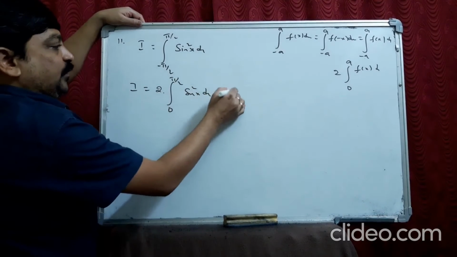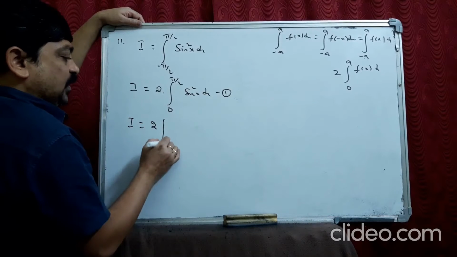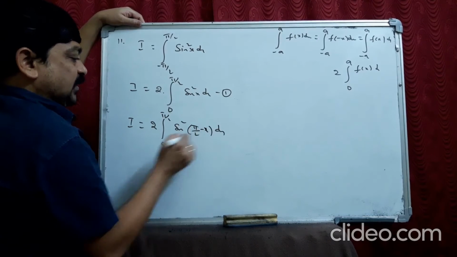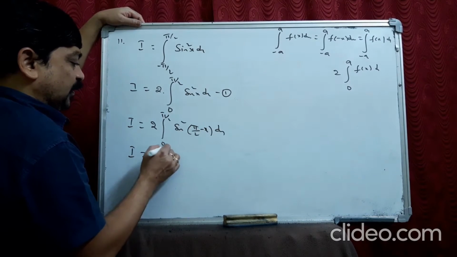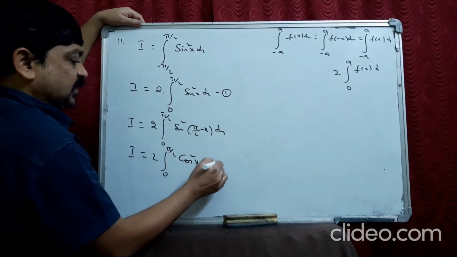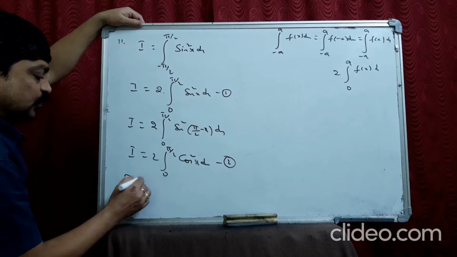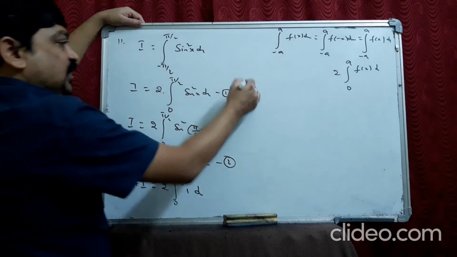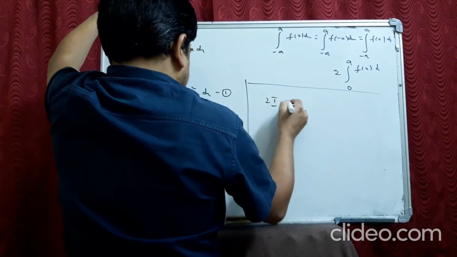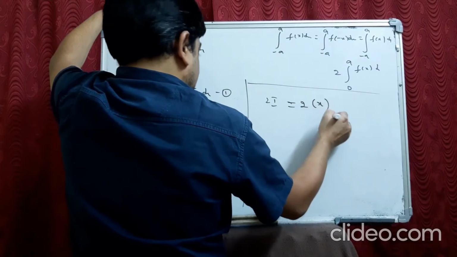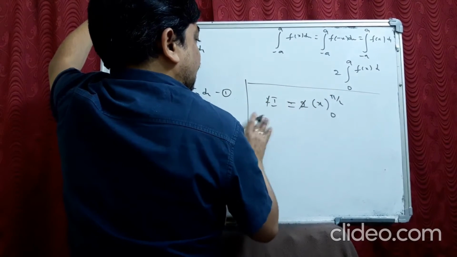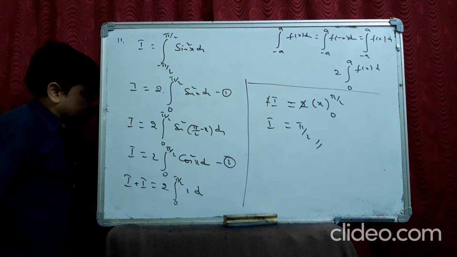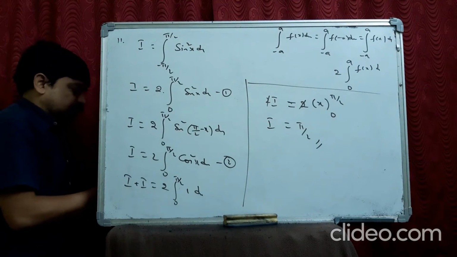Now this is one we take. Now if I apply the property again, the integral from 0 to pi by 2 of sine square of pi by 2 minus x dx, I equals 2 into the integral from 0 to pi by 2 of cos square x dx. This is 2. If I add 1 and 2, it is 2 into the integral from 0 to pi by 2 of sine square plus cos square, which is 1, dx. Finally it becomes 2I is equal to 2 into x from 0 to pi by 2. 2 gets cancelled. I is equal to pi by 2. Exactly.